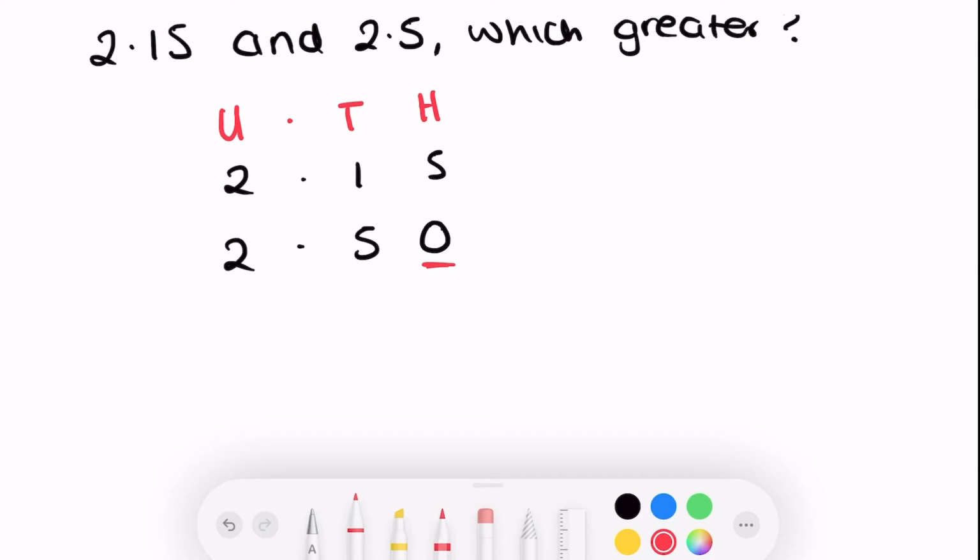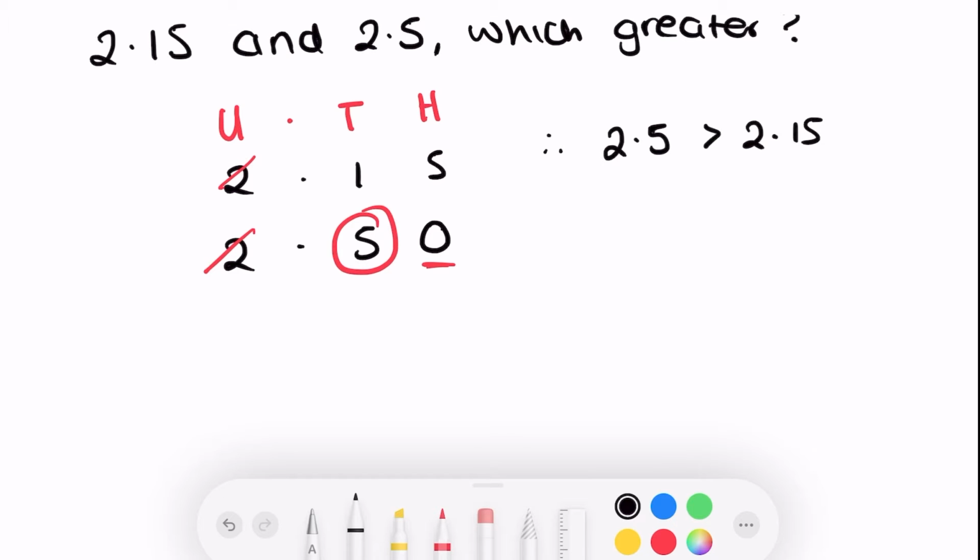So we can add in this 0 here so we have an equal number of digits in our place values. Starting from the units column, which one is greater? In this case, both are 2, so that's not really helpful. So then we move on to our tenths column. Which is greater, 1 or 5? Pretty clear, 5 is bigger. Therefore, we can say that 2.5 is greater than 2.15.